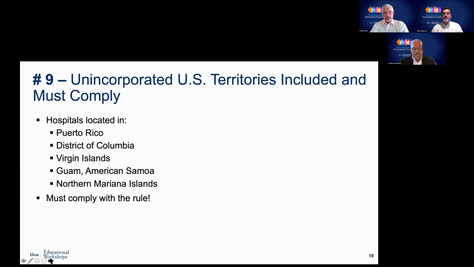Number 9, hospitals located in Puerto Rico, District of Columbia, Virgin Islands, Guam, American Samoa, and Northern Mariana Islands must also comply with the rule. So it's not just the United States, it's also all of these other countries and areas that need to be included within the regulation.